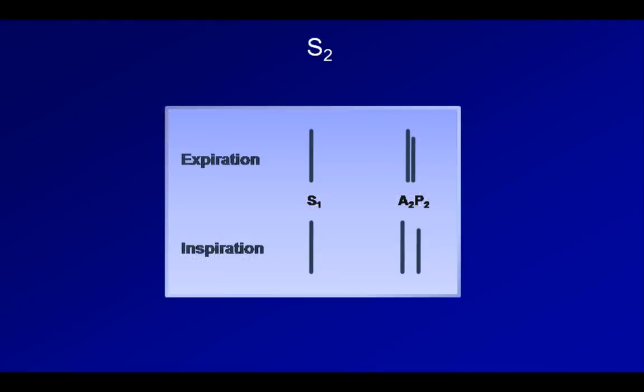Here's a schematic of the normal heart sounds, including the splitting of S2 during inspiration. You can see that the individual components of S2 are named A2 for the sound originating from the aortic valve and P2 for the sound originating from the pulmonic valve. Take a listen.